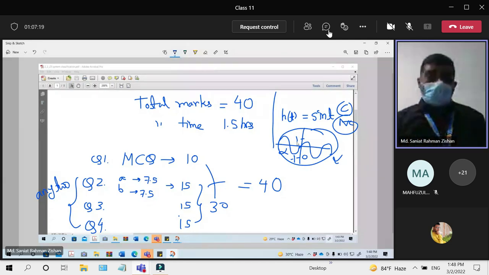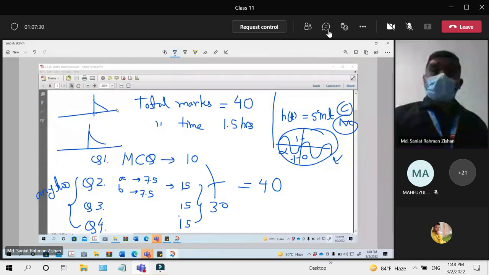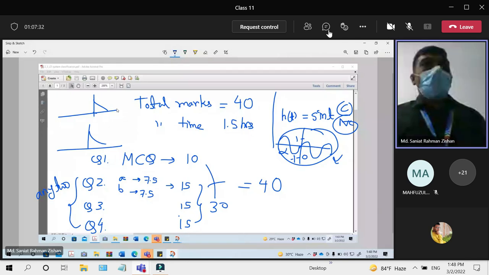This causal, same thing you saw a moment ago. Any signal on the right side like this, if the value is only on the right side, then it will be causal. So is it okay for MCQ? MCQ will be theoretical like this and also some mathematical signals.